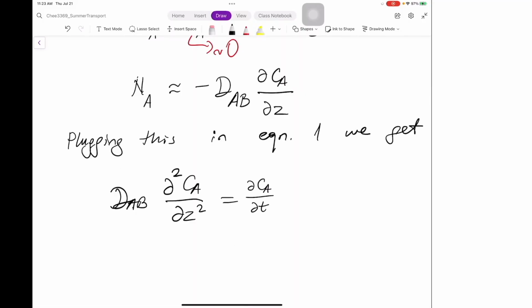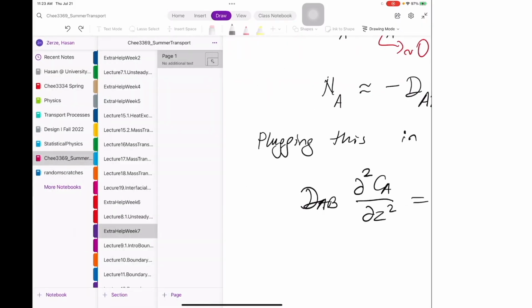So I got rid of the Na terms, and I only have the Ca as a function of T and Z. And this is my differential equation. Does that look familiar to you? Some constant times the second derivative with respect to position is equal to first derivative with respect to time. And I'm going to show you where exactly we had found this earlier.